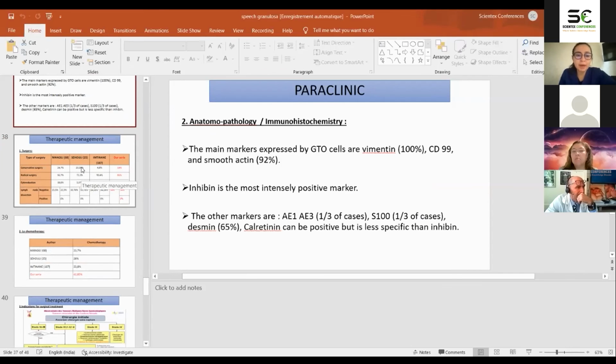Concerning the therapeutic management, in our series, radical surgery was the most common, which is consistent with the results of other series. Lymph node dissection was performed in 14% of the patients with negative results, which is consistent with the literature. Therefore, lymph node dissection has a very limited place. Secondly, chemotherapy in our series. The percentage of patients who received chemotherapy is consistent with the literature.